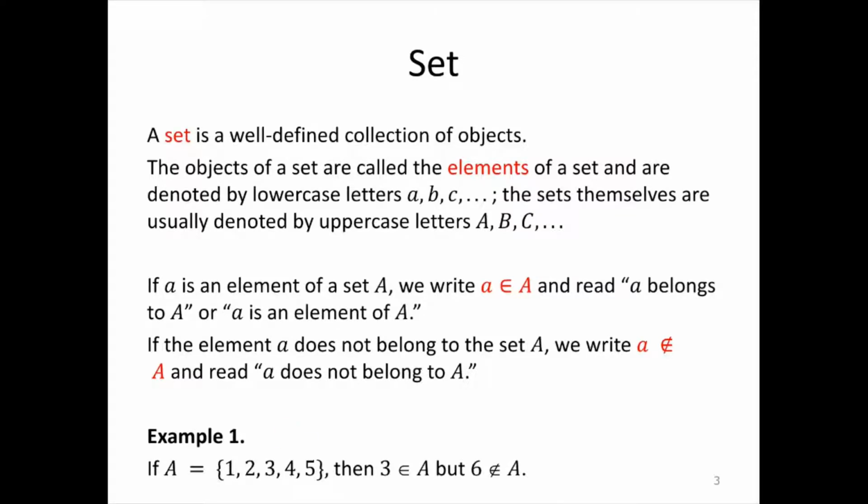So let's see this example. We have the set A consisting of 1, 2, 3, 4, and 5. And of course 3 is an element of A, or 3 belongs to A, but 6 does not belong to A.